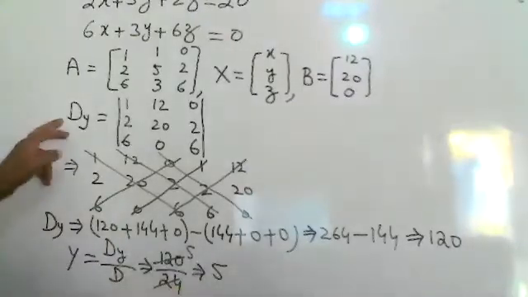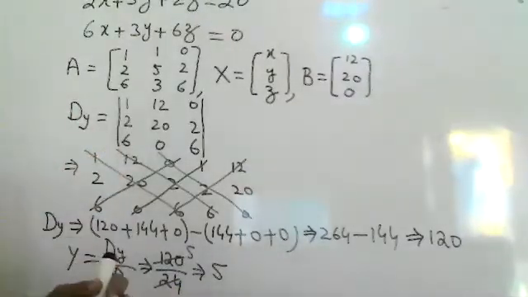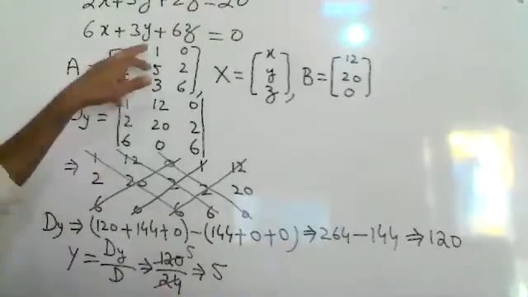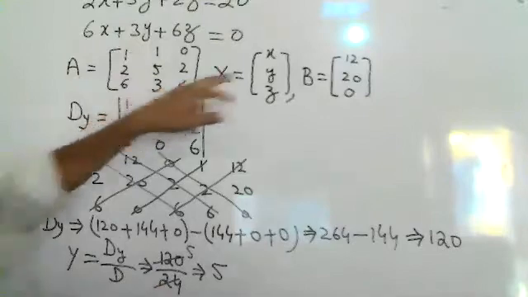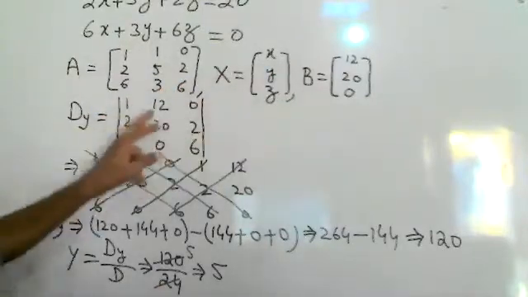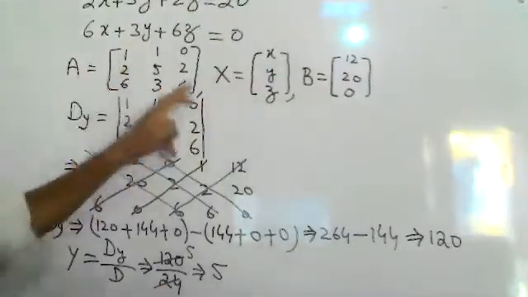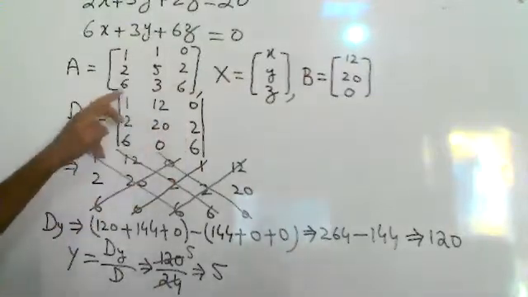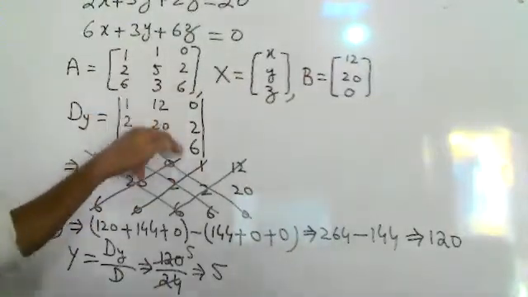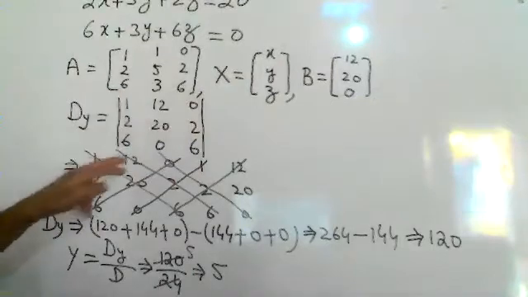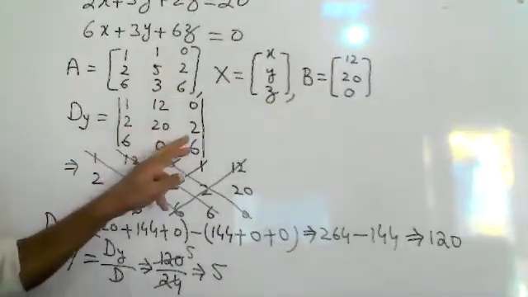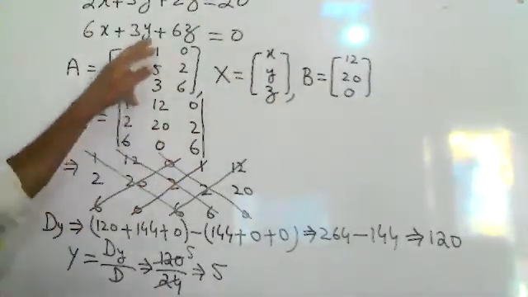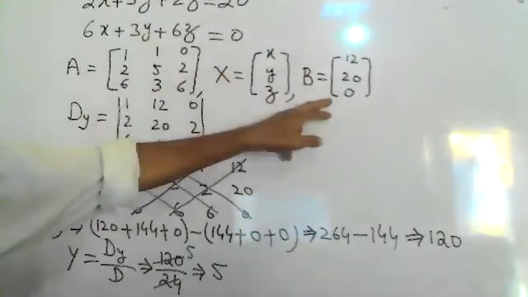So first we find dy. dy is a determinant of y in which the coefficients of y are replaced by the constants 12, 20, 0. The remaining two columns are as they are. These are the coefficients of x. These are the coefficients of z. Coefficients of x and z are as they are. Only the coefficients of y are replaced by the constants.